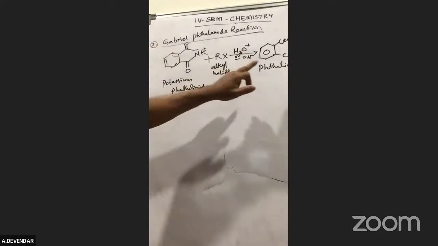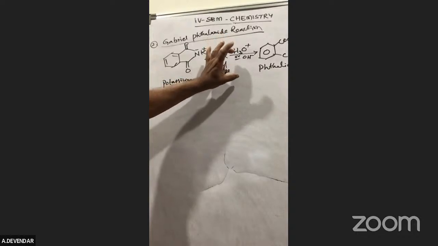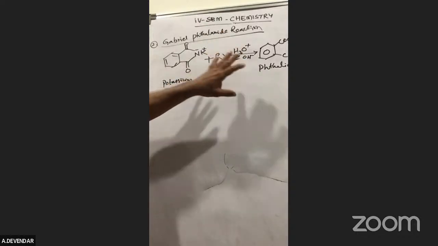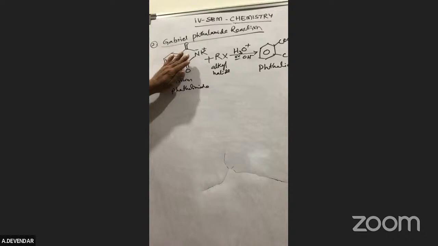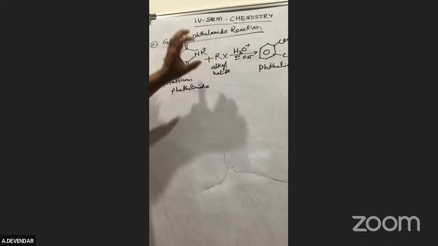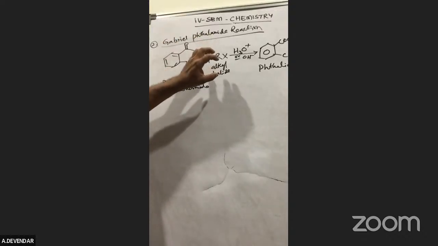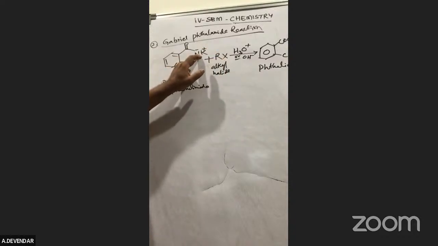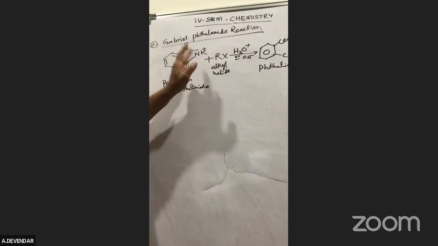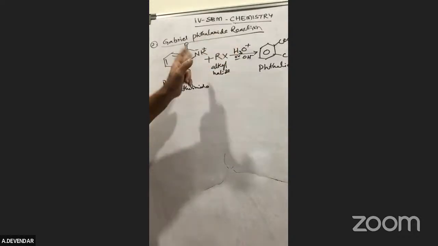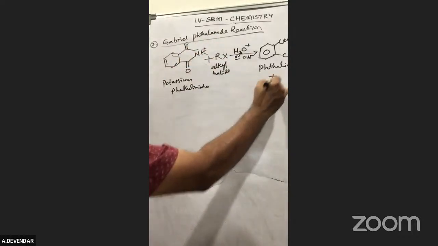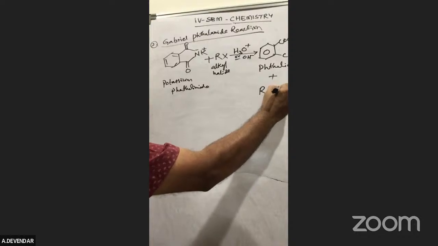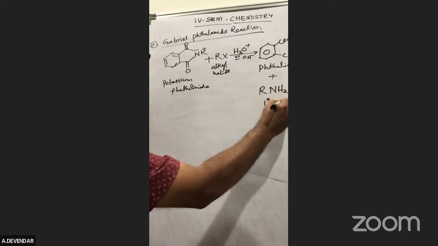I didn't write the intermediate product; I am directly writing the product only. I skipped the intermediate product from the examination point of view, but you should understand that when potassium phthalimide is reacted with an alkyl halide, an intermediate product is formed, removing the potassium halide. So the alkyl phthalimide, N-R, is formed. Then on hydrolysis we get phthalic acid plus RNH2. A primary amine is prepared.